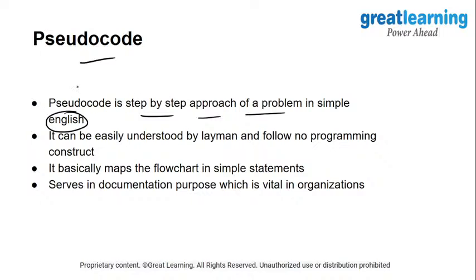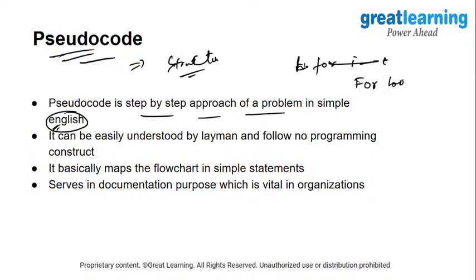Now, if someone asks you whether there is any proper structure of a pseudocode, how to write it? There is no structure. As this is simple English, if you say, I will write my for loop like this, for I from 0, let's suppose you are writing that I am using a for loop. Is it wrong? No, it is not wrong. It is correct. Don't worry. It can be easily understood by a layman. That's the main objective of pseudocode: it should be understood by a layman and follow no programming construct.